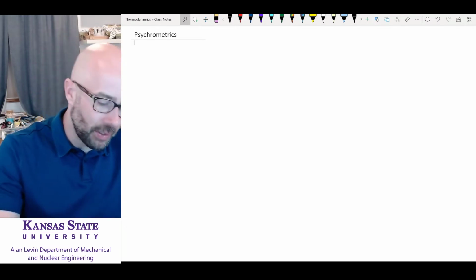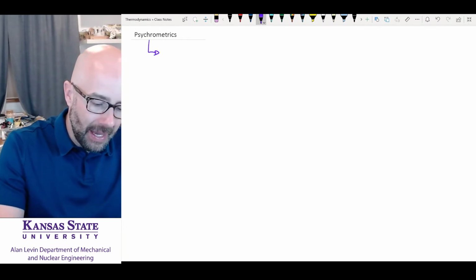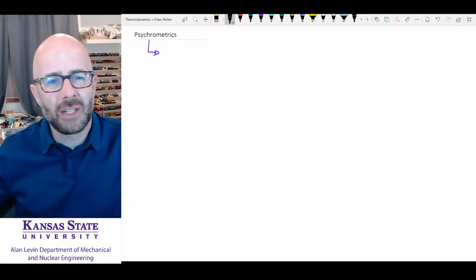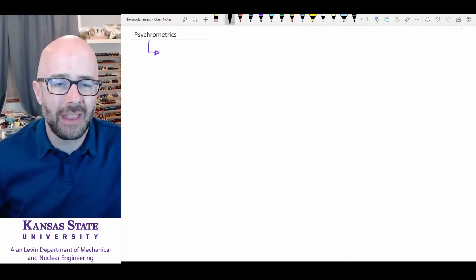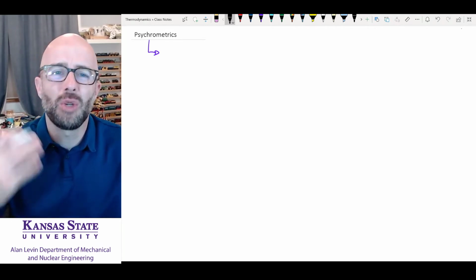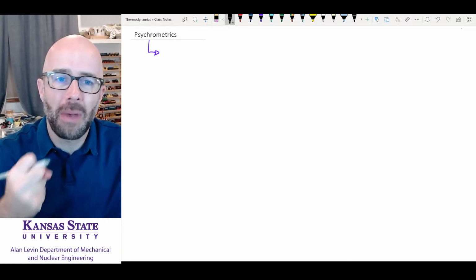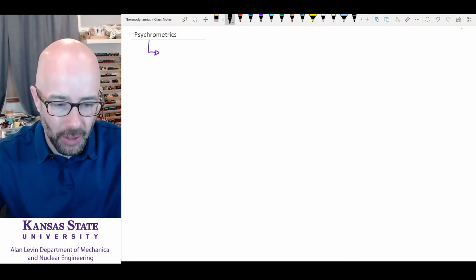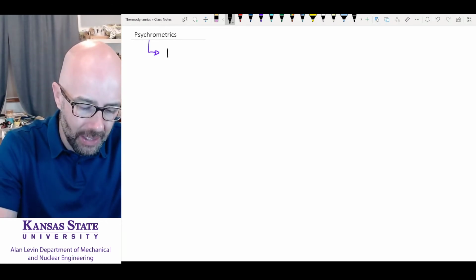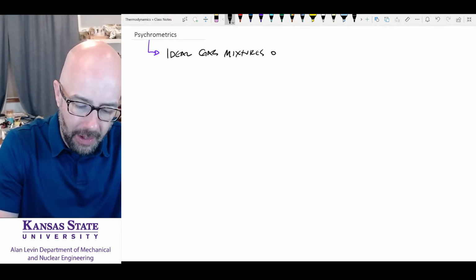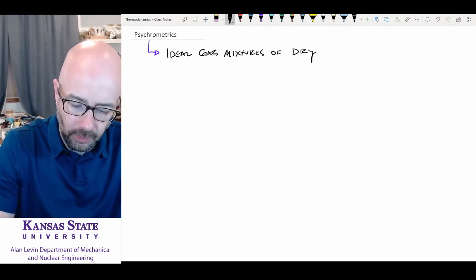But let's talk about psychrometrics. Okay, psychrometrics is a special study in ideal gas mixtures, and it's probably one of the more interesting things that we can talk about in ideal gas mixtures, because you are familiar with a lot of these ideas, but now we're going to go back to understanding why these occur. And these are going to be ideal gas mixtures of dry air and water vapor.